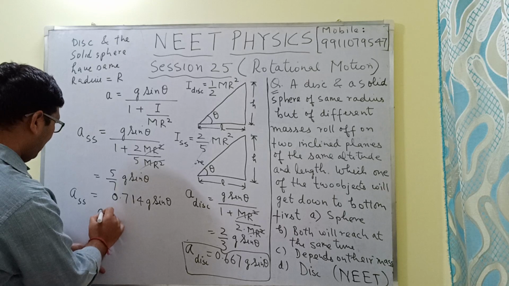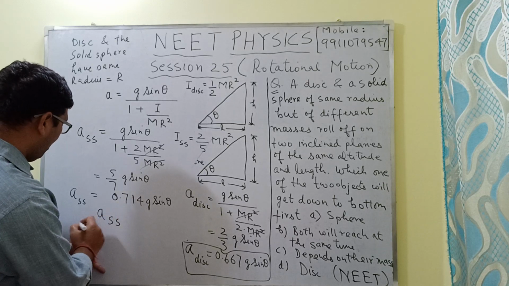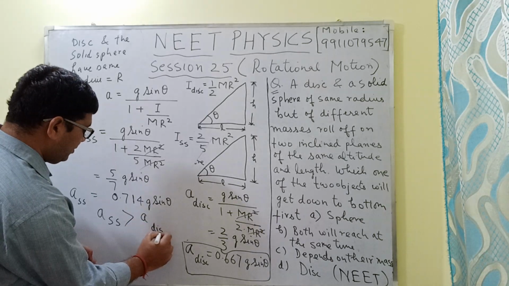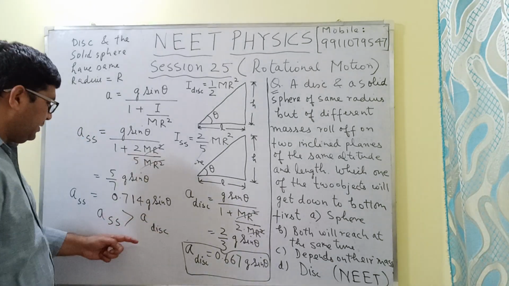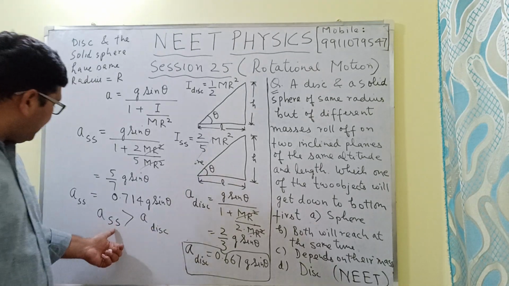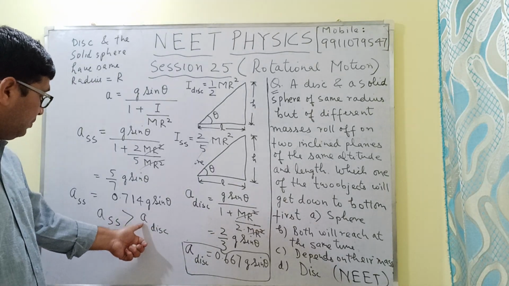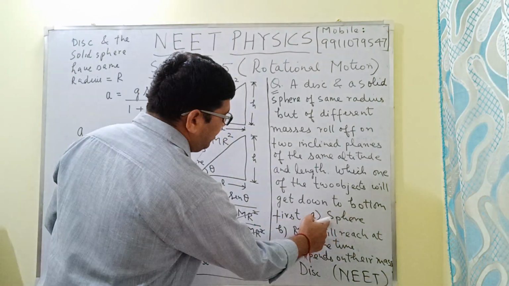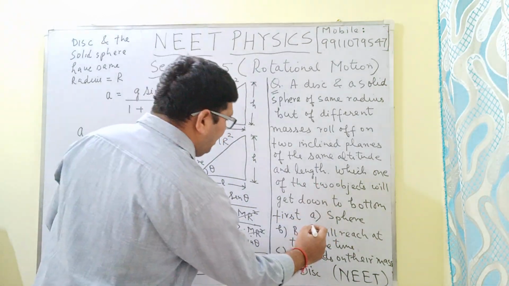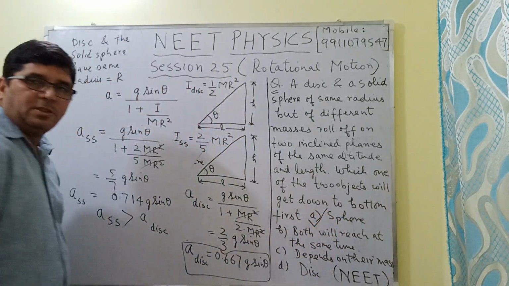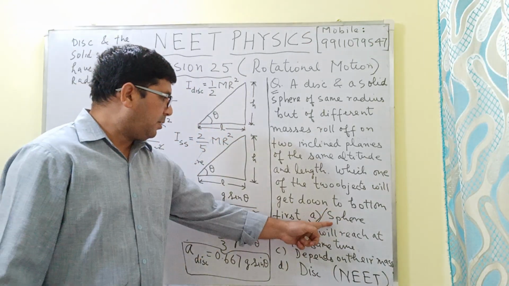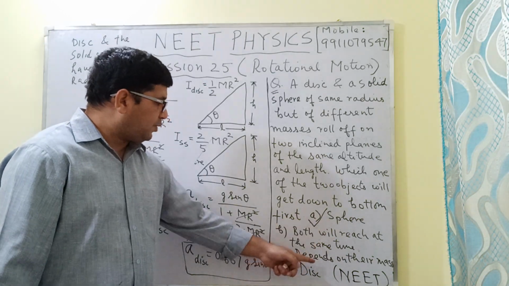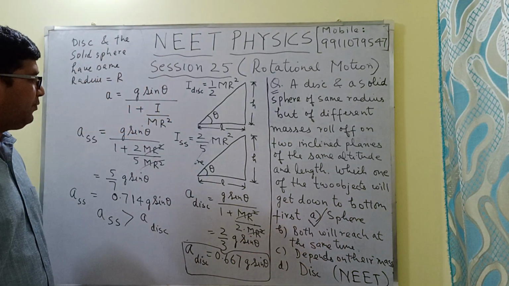So what we are getting is that the acceleration of the solid sphere is more than the acceleration of the disk. Okay? So since the acceleration of the solid sphere is more than the acceleration of the disk, therefore this sphere will reach the bottom first. So the correct option here is A. The correct option is A. And this question was asked in the NEET examination a few years back.